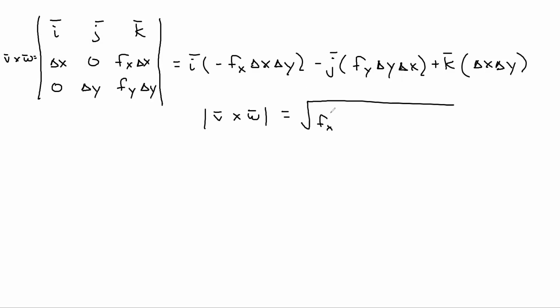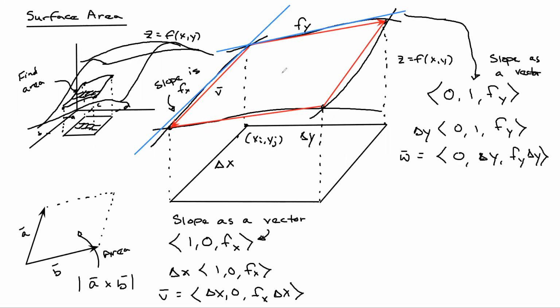So we get partial with respect to x squared, change in x squared, change in y squared, plus partial with respect to y squared, change in x squared, change in y squared, plus change in x squared, change in y squared. And then we can go through, and so that's going to be the area for our patch, our approximation to the area for our patch. So now we've got, there's our patch, and we have an approximation to it.